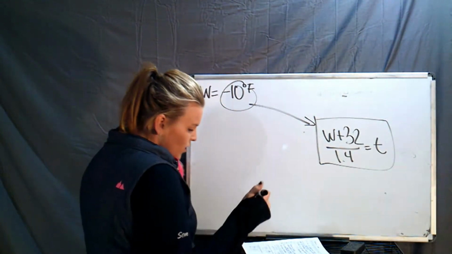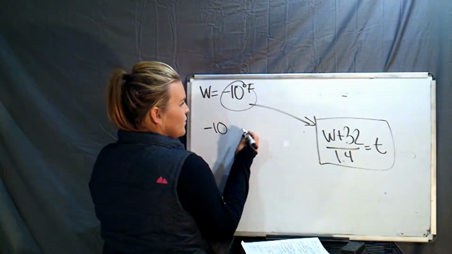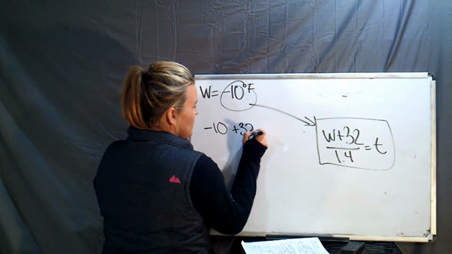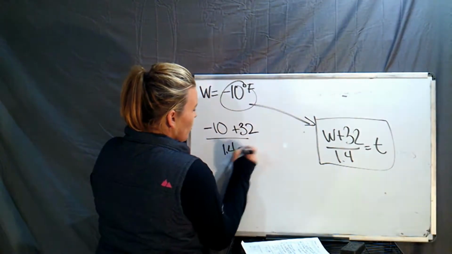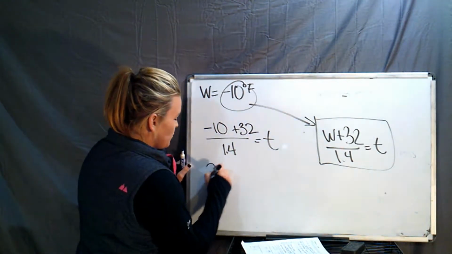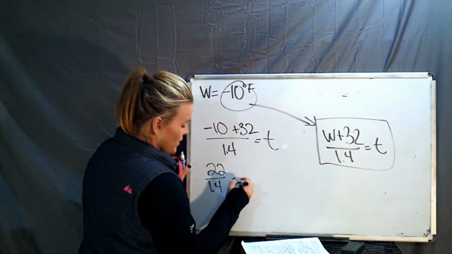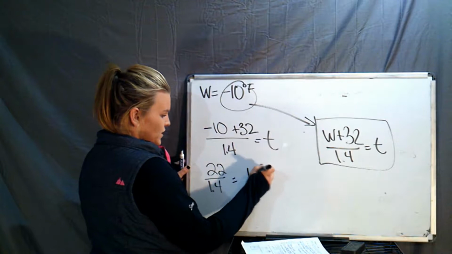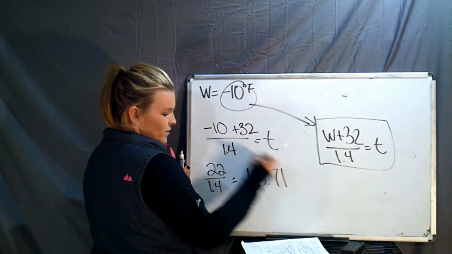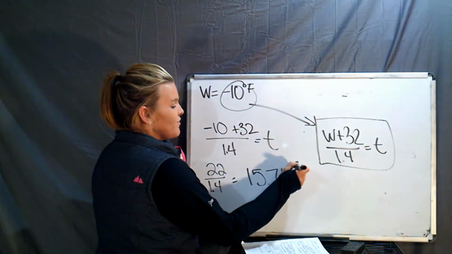So I'm going to have negative 10, that's going to be in place of W, plus 32 over 1.4 is equal to T. Negative 10 plus 32 gives me 22 divided by 1.4. That's going to give me 15.71, and that'll be in... Then make sure you label it. So that'll be in degrees Fahrenheit.